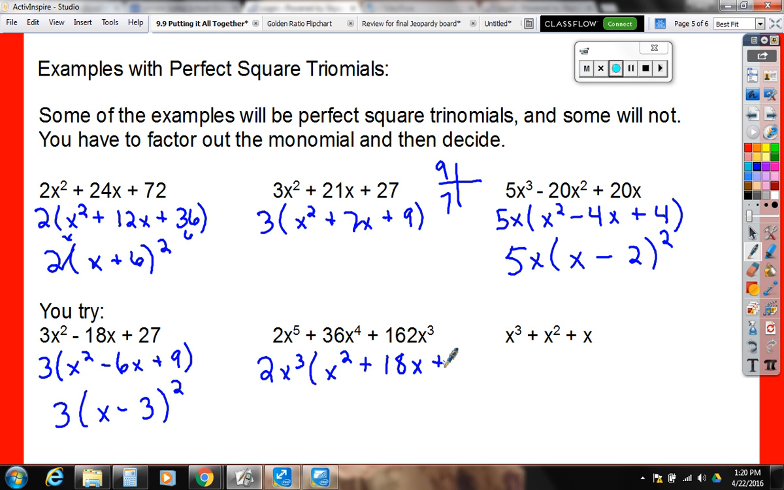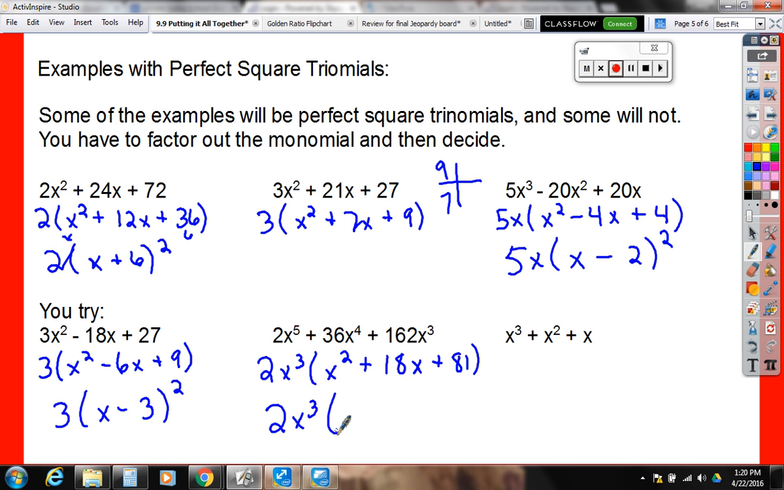No, it's not 18. 18 was the middle. What's the last one? 81. Okay, is that a perfect square trinomial? Okay, what would the middle term have to be for it to be a perfect square trinomial? Okay, what's the square root of x squared? X. What's the square root of 81? 9. 9 times x is just 9x, and if you double that, you get 18x. Okay, so what's my other factor?